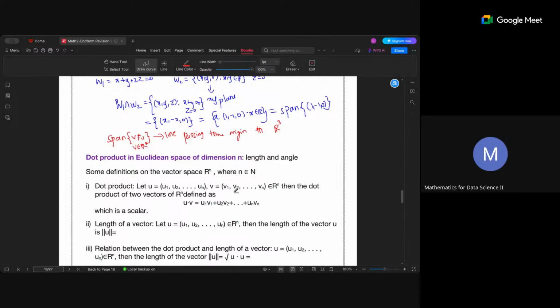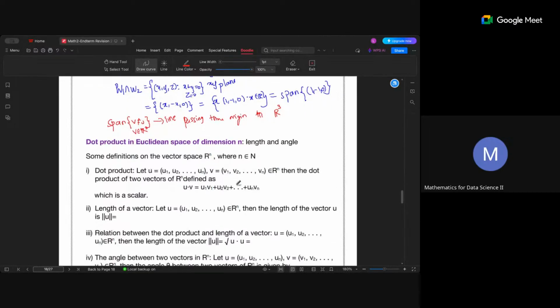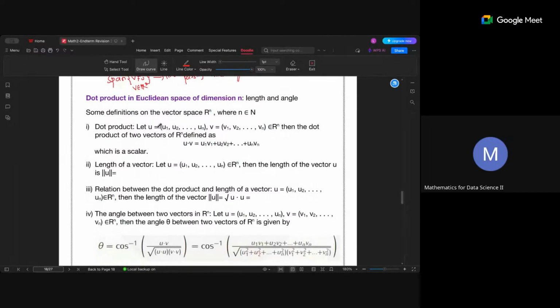Okay. So the next topic here is dot product. Dot product of two vectors, you know that it is u1 v1 plus u2 v2 plus etc. plus un vn. And what is the norm of any vector? The length. The length of the vector is given by the square root of that. Right? This is the norm.